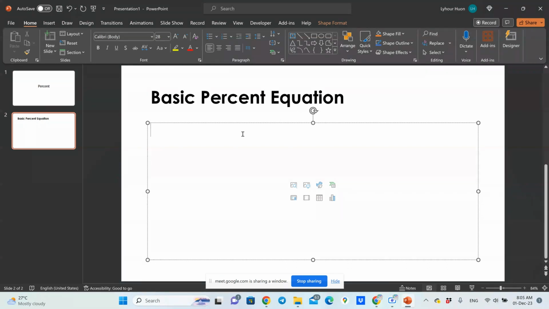So, the basic percent equation. This really happens when we go shopping. We always see some percent off, right? For example, when we go shopping for clothes, we see 25% off, 30% off, because now it's a year-end sale. Mostly it's 50% off, 70% off, and even 90% off for Black Friday, right?